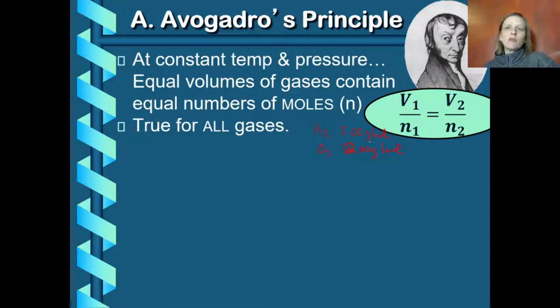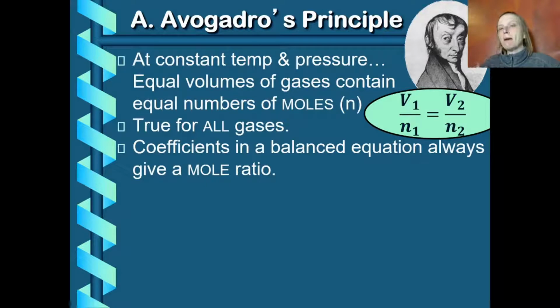And this has to do with what we learned with the kinetic molecular theory, that there's more empty space between particles than the size of the particles themselves. There's a lot more empty space in a gas than there is particle. We ignore the size of the particle. We ignore the volume of the particle.